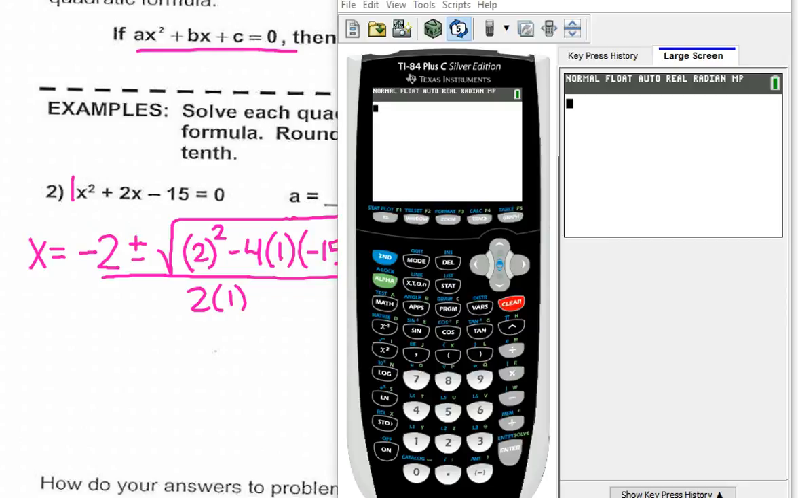All right, so if I pull up my handy dandy calculator right here, what I want to do first is simplify the stuff inside my square root sign. So I'm going to plug everything in exactly how I wrote it. So I have 2 squared, parentheses are so important during this time, times 1 times negative 15. And I hit enter, and I see it's 64, okay?